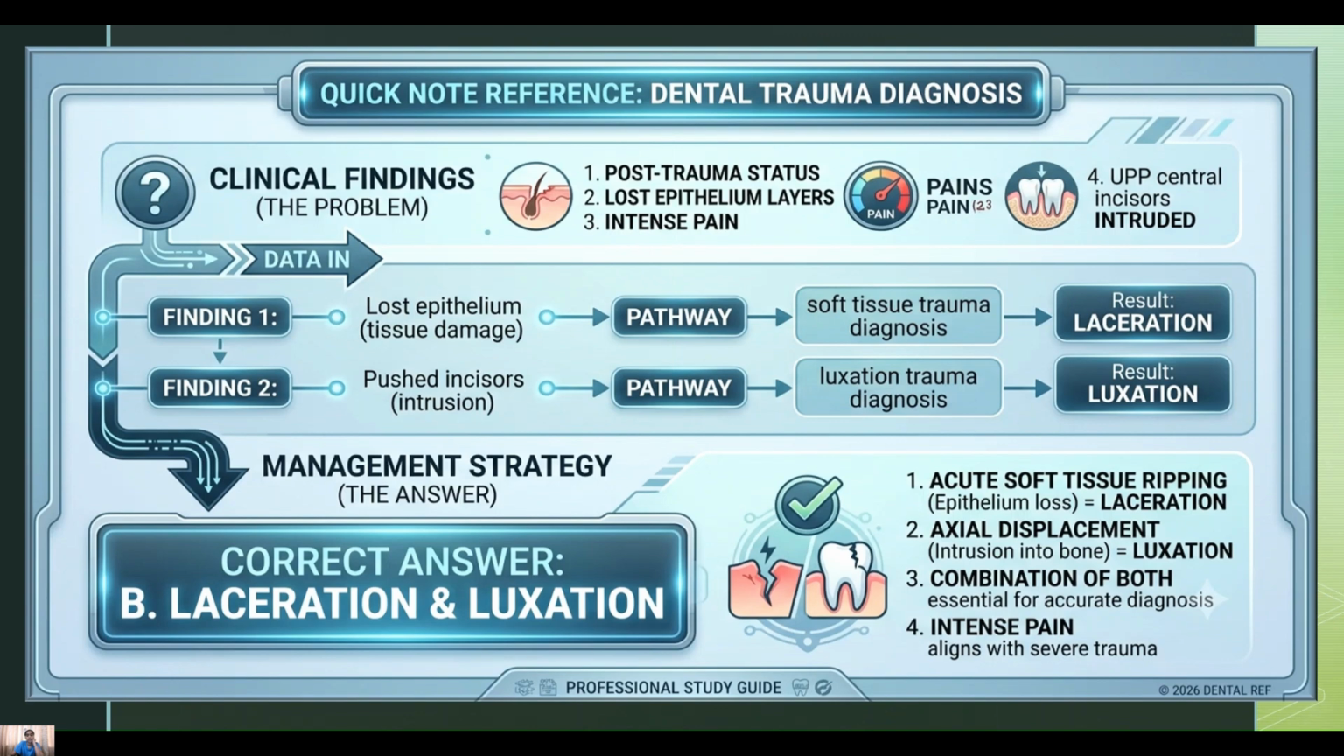Additionally, the patient has intense pain and lost epithelium layers, indicating a soft tissue injury, specifically a laceration. So when we combine the axial displacement of the teeth, that is luxation or intrusion, with the tearing of the soft tissue, that is laceration, the most accurate and inclusive diagnosis from our options is laceration and luxation. Concussion and subluxation are minor luxation injuries without displacement.